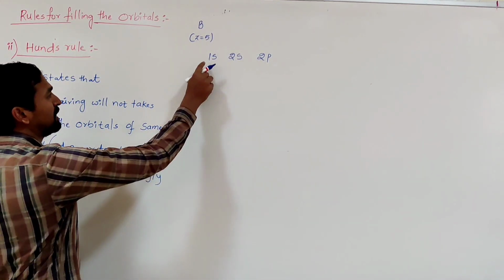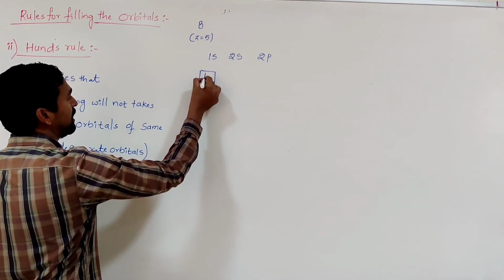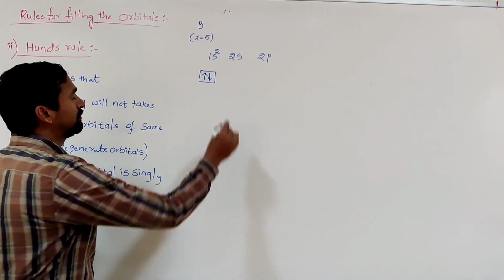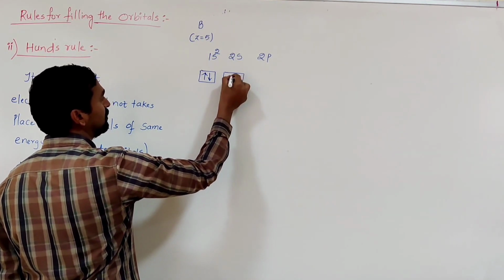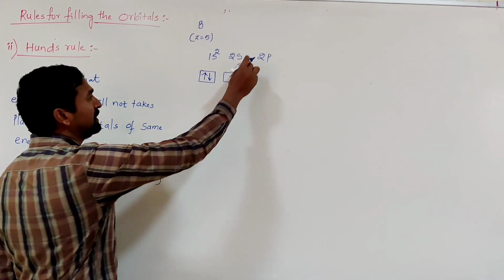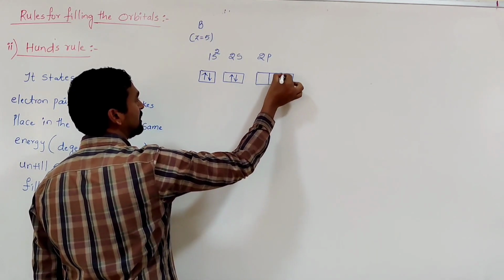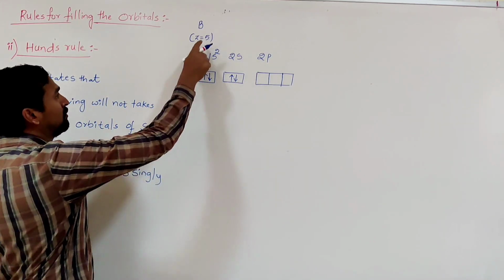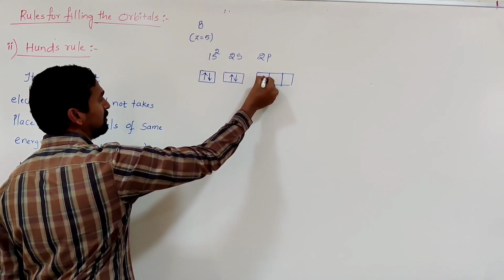In the 1s subshell, how many orbitals are there? Only one orbital. It can maximum accommodate how many electrons? 2 electrons. So that is 1s2. After that, the 2s subshell: 2 electrons enter into this one. In the 2p subshell, how many orbitals are there? 3 orbitals. All these 3 orbitals are called degenerate orbitals, which have the same energy. Out of the 5 electrons, 4 are filled. 1 electron is left, so it goes to the 2p subshell.